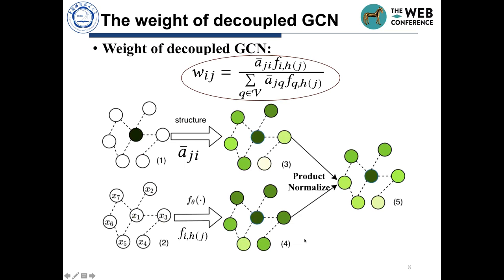The weight of decoupled GCN contains three parts. The first is the static weight, A_ji-bar, according to graph structure. The second is the dynamic weight, according to the neural network predictor and features. The third is to multiply the static weight and dynamic weight and apply a normalization term.